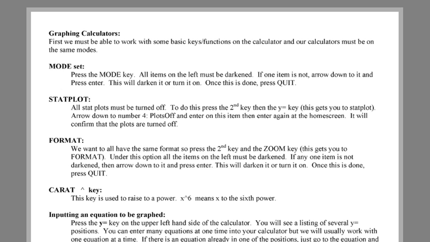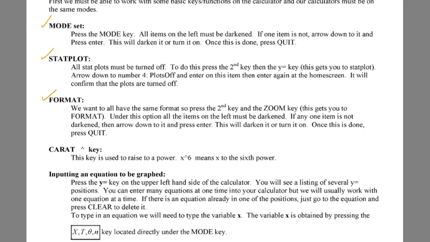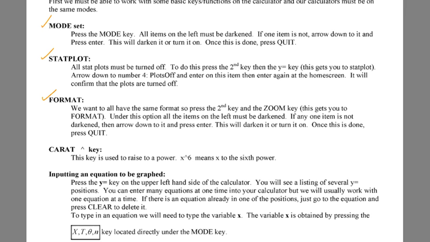So we've taken care of the mode, we've looked at stat plots, we checked out the format. There's a caret key that you're going to have to use. It'll be used to raise things to powers when it's something other than a square that we can't just hit from the keypad. So we'll use the caret key, which you can find right here below the clear button, and that caret will be used to raise to some powers, so be familiar with that one.